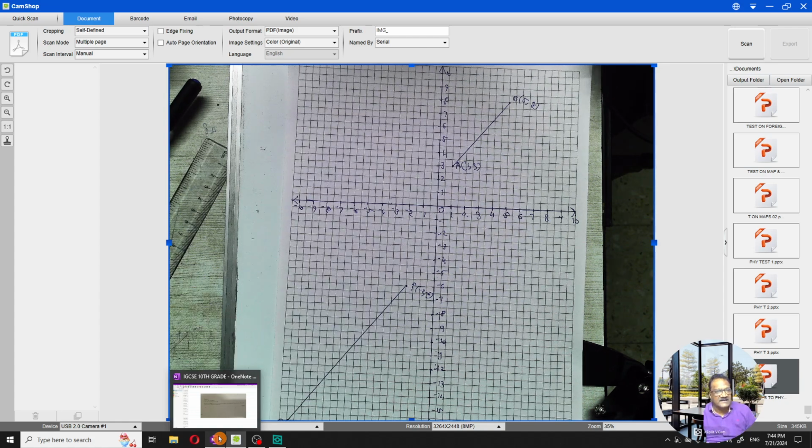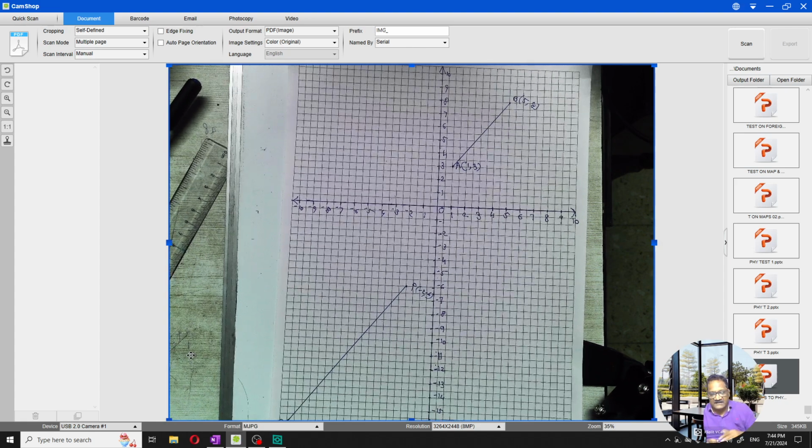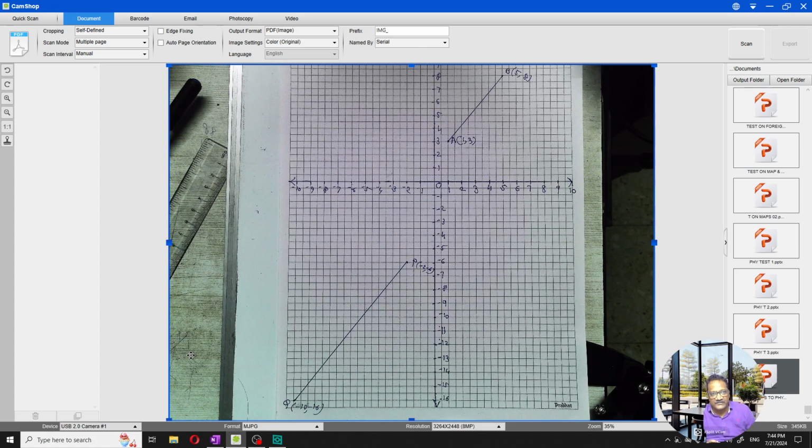AB and PQ are the two lines. Now you will have to check what kind of transformation has taken place. Looking at these two lines, one thing I can tell you, AB is smaller in size and PQ is bigger in size. Whenever the size changes, there's only one transformation that results in a change in the size, and that is enlargement, right? So looking at this, first thing I can conclude is that the transformation that is taking place is enlargement.